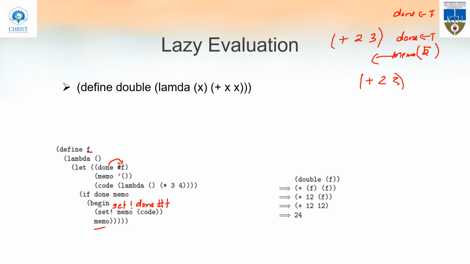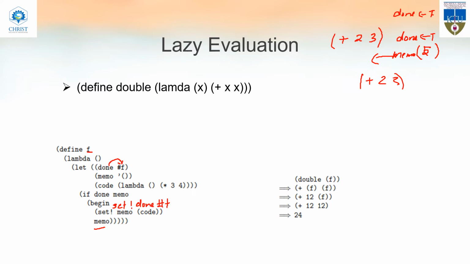If it is not already calculated, then you will add the result to the memo, that is a list. And done is set as true, so that we need not calculate again, and memo is returned. I hope it is clear.